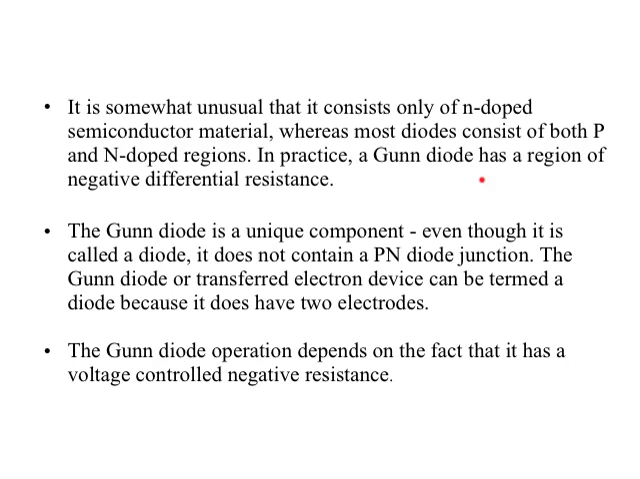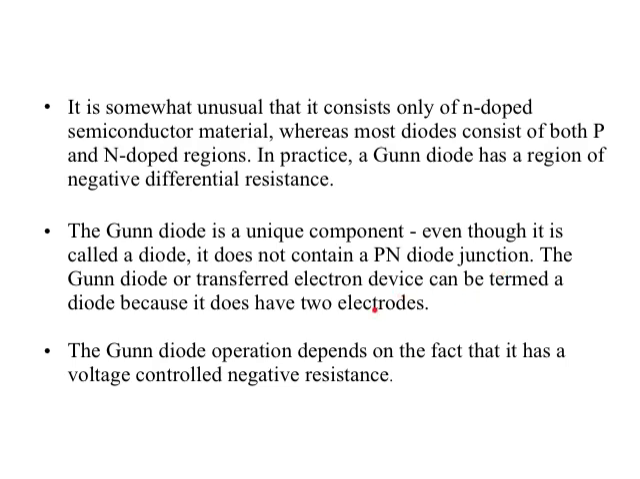The Gunn diode has a region of negative differential resistance. This is very important. And this Gunn diode is a unique component. Even though it is called a diode, it doesn't contain a p-n diode junction. Usually we call an element a diode when it has a p-n junction. But here there is no p-n junction because it consists of only n-doped semiconductor material.